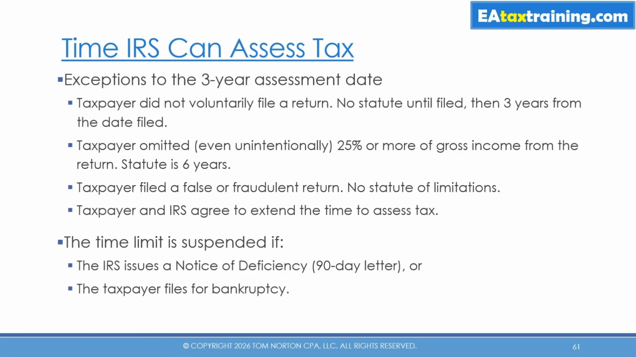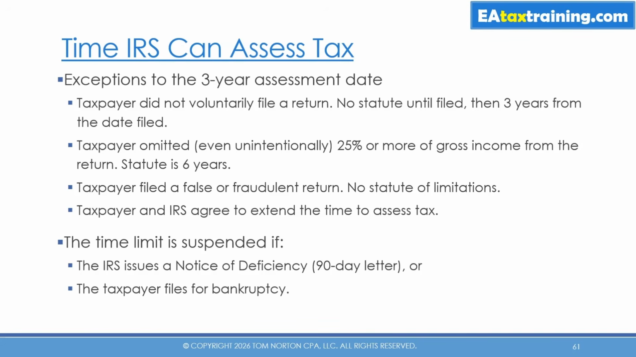So we mentioned this before, but you could be in negotiations with the IRS, and as part of that negotiation, you may agree to extend the time that they can assess the tax, and that is fine. The time limit can also be suspended in certain circumstances. So, for example, if the IRS issues a notice of deficiency, it's also called a 90-day letter, that stops the time. Because remember, they've got 3 years generally in order to assess the tax.